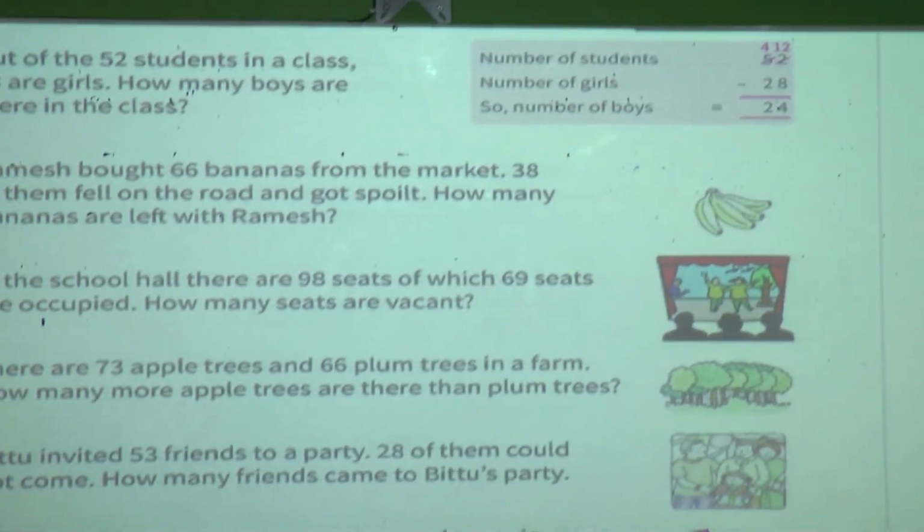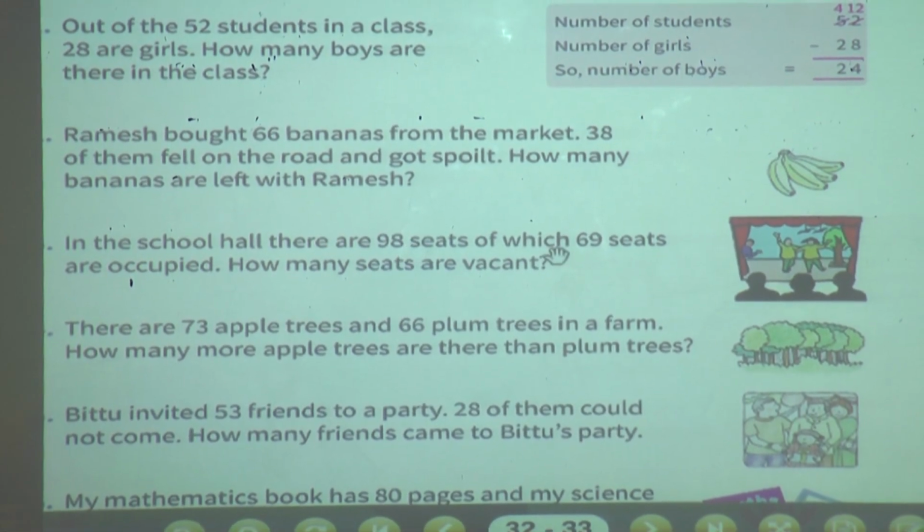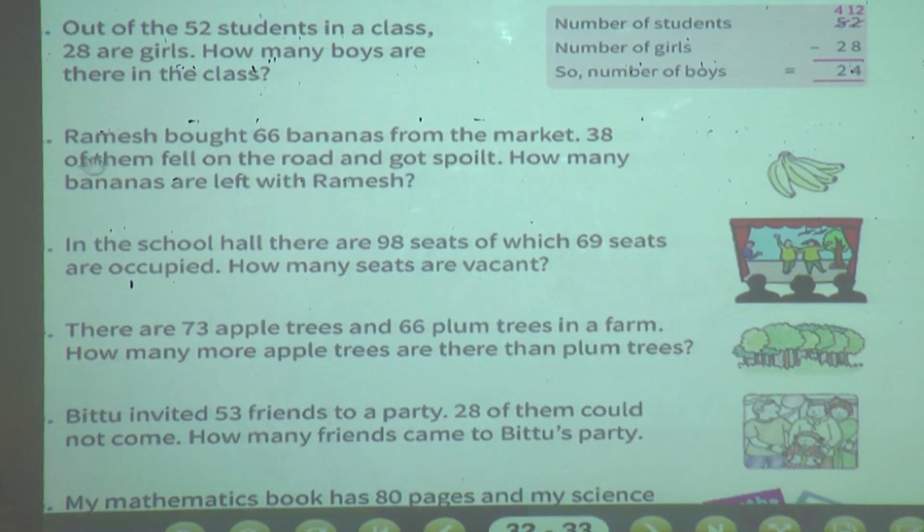Then exercise in the school. Next example, see, in the school hall there are 98 seats, of which 69 seats are occupied. How many seats are vacant? In the same method you are going to solve each and every sum by regrouping. Then next example, there are 73 apple trees and 66 palm trees in a farm. How many more apple trees are there than palm trees? In this way you can solve these story sums in your notebook, and whatever exercises are given in the textbook you will solve in the textbook.